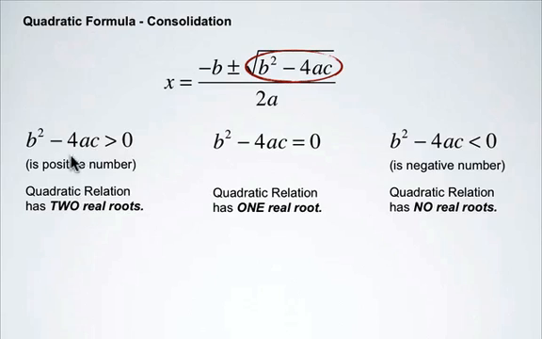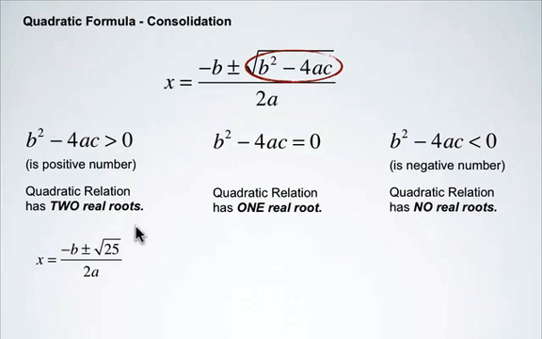So in this situation, there are two x-intercepts, or two real roots. In this one, it will have one real root, or one x-intercept. And for this one, it will have no real roots, or no x-intercepts.